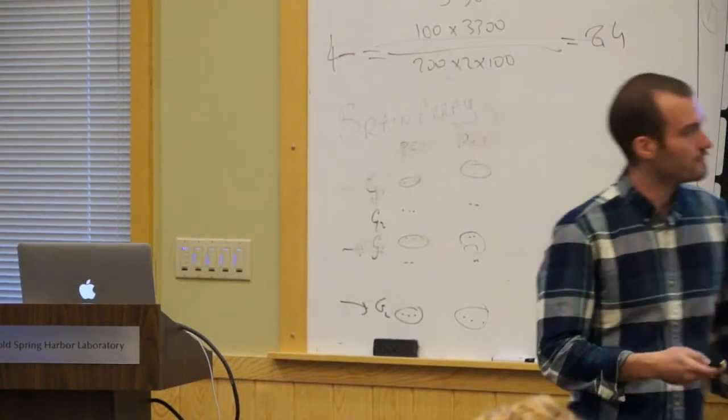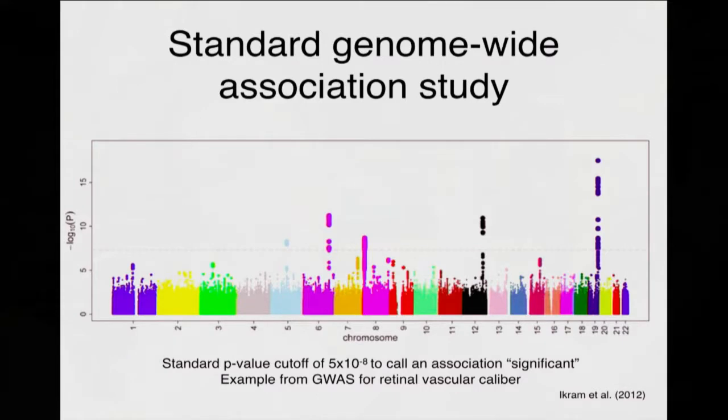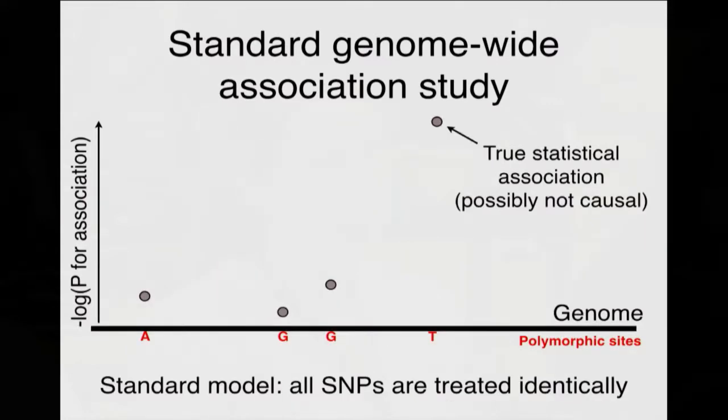And so, in any case, that's what this looks like. This is a genome-wide association study. In this particular case, they found 5 loci that appear to contain variants that influence this trait. And the standard way to do this is to treat all SNPs, single nucleotide polymorphisms, identically. The only thing that matters is that this is a polymorphic site, and that's a polymorphic site. From the point of view of your statistical software, that's what matters: polymorphic site or not polymorphic site.